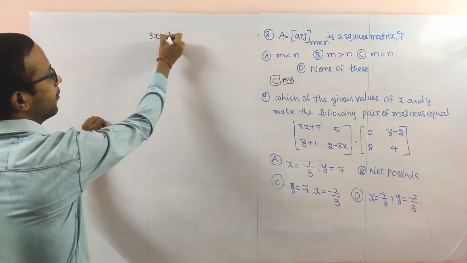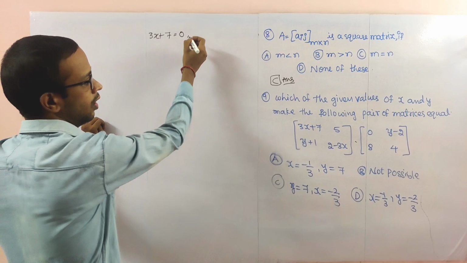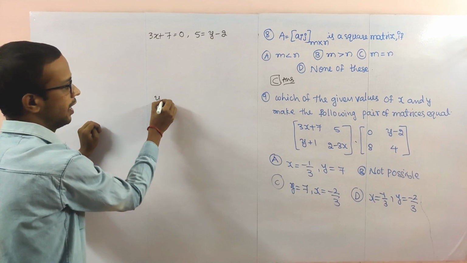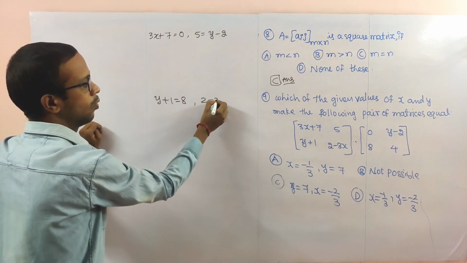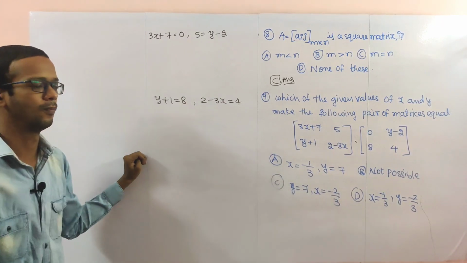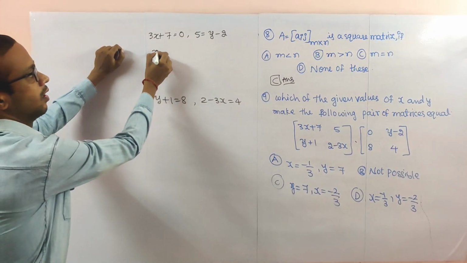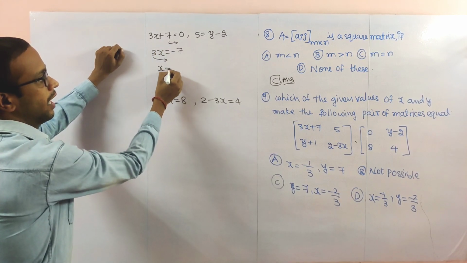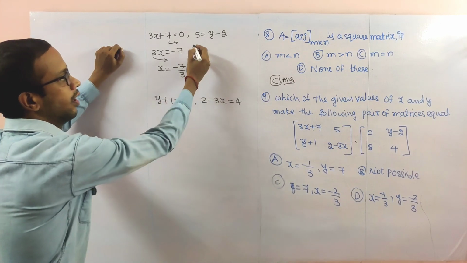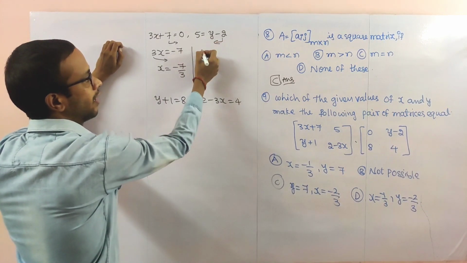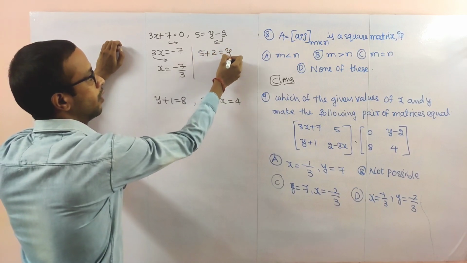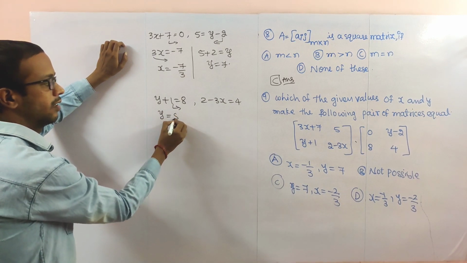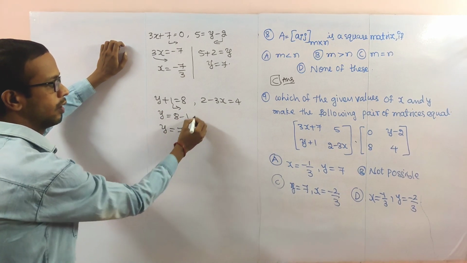So the corresponding elements: 3x plus 7 is equal to 0. 5 is equal to y minus 2. Next one, y plus 1 is equal to 8. 2 minus 3x is equal to 4. Simplify all this. 3x is equal to minus 7. Sending the 3 to the denominator, x is equal to minus 7 by 3. For y, if you send the terms across, 5 plus 2 is equal to y. y is equal to 7. Next, from y plus 1 equal to 8, y is equal to 7.